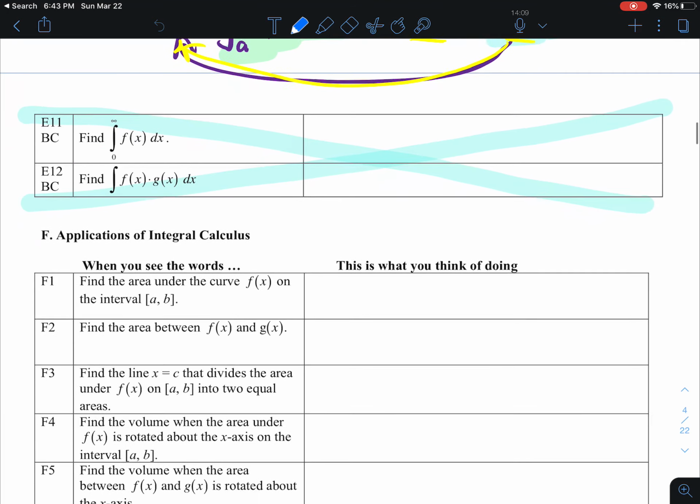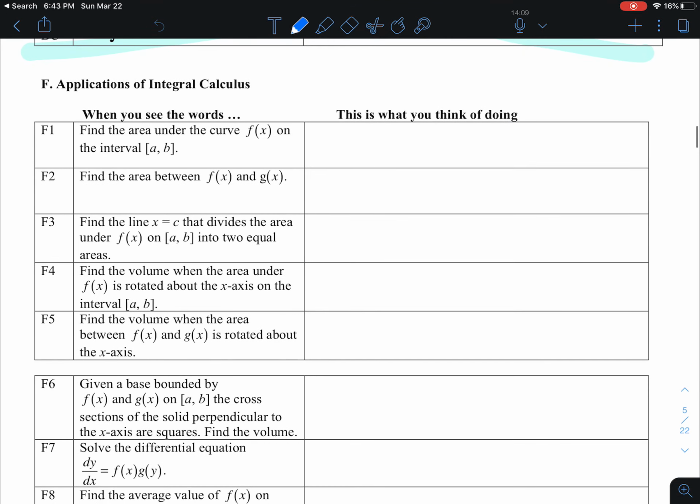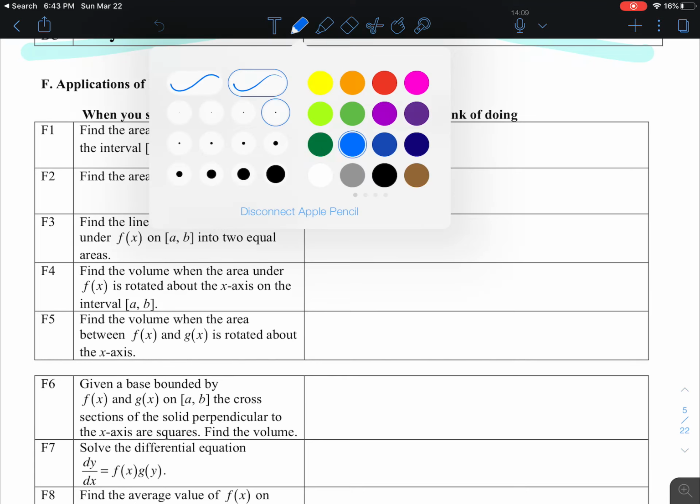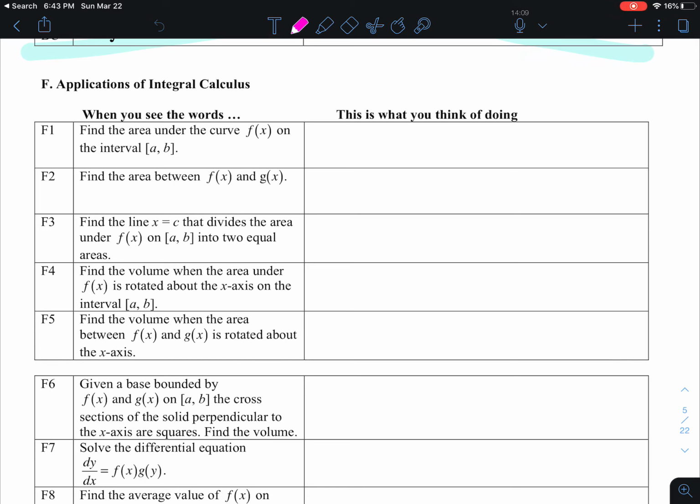With that being said, some of F and G will no longer be tested, and I'll go through that as we go along. All right, let's get started. F1, find the area under the curve of f of x on the interval from a to b. So this is a definite integration problem, and you need to integrate the function.